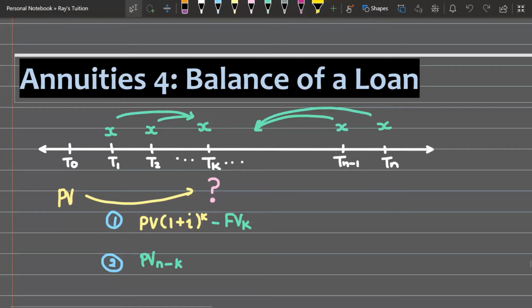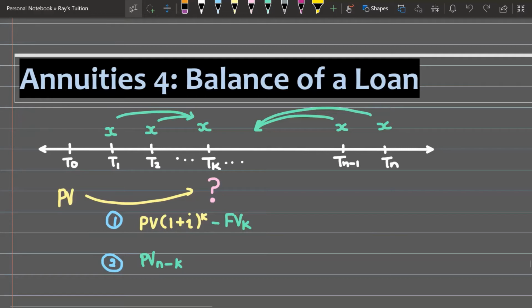So what we've done in the previous videos is we've looked at what is an annuity, and that's regular payments made at regular time intervals. We have then looked at how to calculate the present value and how to calculate the future value of these payments, taking into consideration the interest it would have accumulated. In this video, we're going to have a look at calculating a balance of a loan.